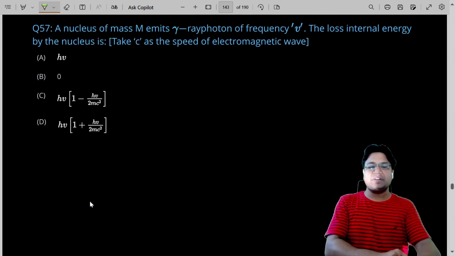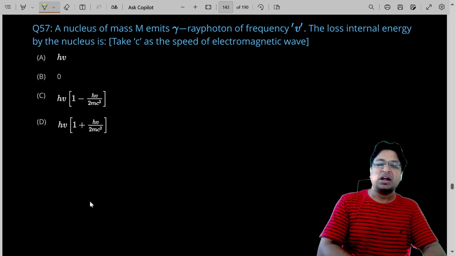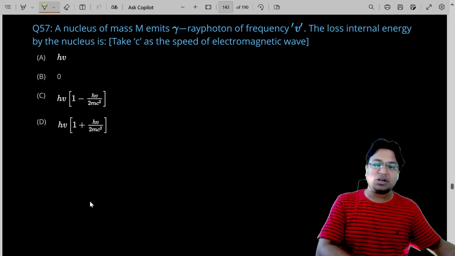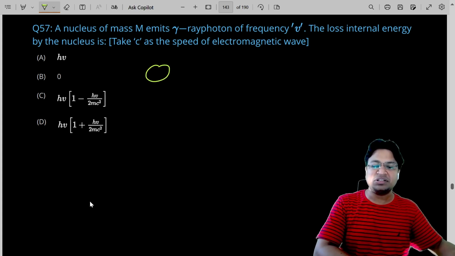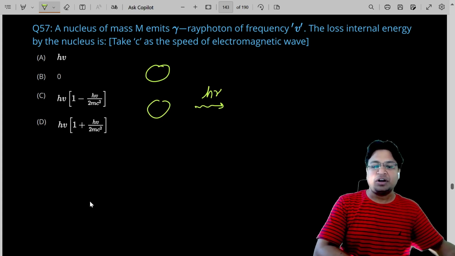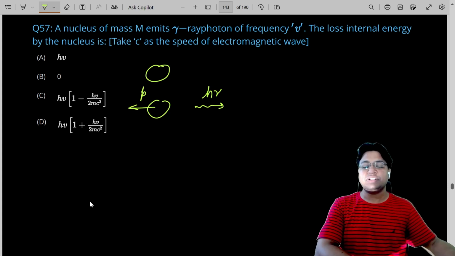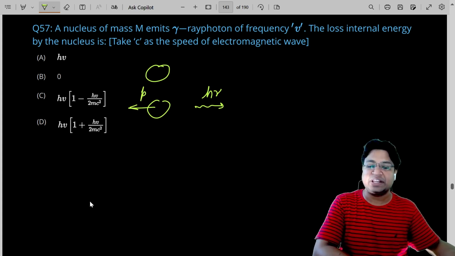Next, we go to question number 57. It says a nucleus of mass M emits a gamma ray photon of frequency this much, the loss in internal energy of the nucleus. Now, guys, what is important here is to understand that let's say this was the nucleus, and then what happened is that it emitted a gamma ray photon of frequency nu, so the energy would be h nu. And it will receive a recoil in the backward direction, to take care of the momentum conservation, which also means that it will have some kinetic energy.